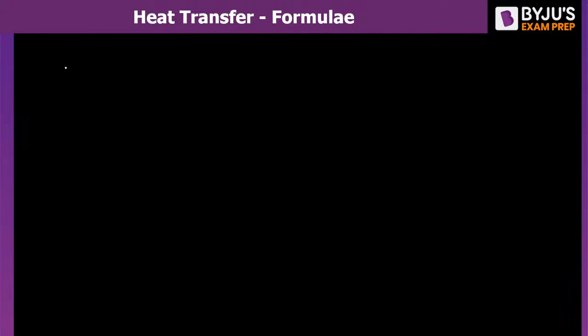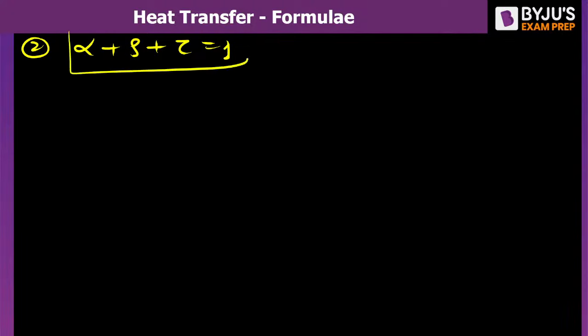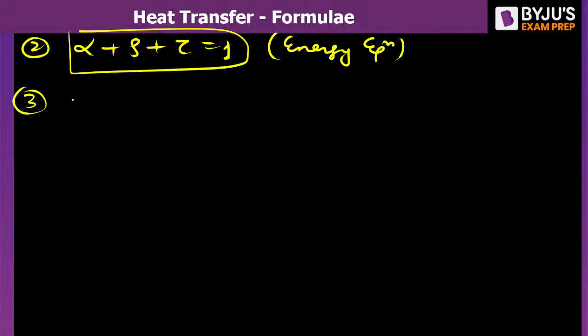And the next is from the energy conservation equation. Alpha plus rho plus tau is equal to 1 for any surface receiving any type of radiation. The sum of these radiation properties will be equal to 1. Alpha plus rho plus tau is equal to 1. That is from the energy conservation equation. And the shape factor F1-2 is equal to Q1-2 upon Q1. That is called the radiation shape factor.